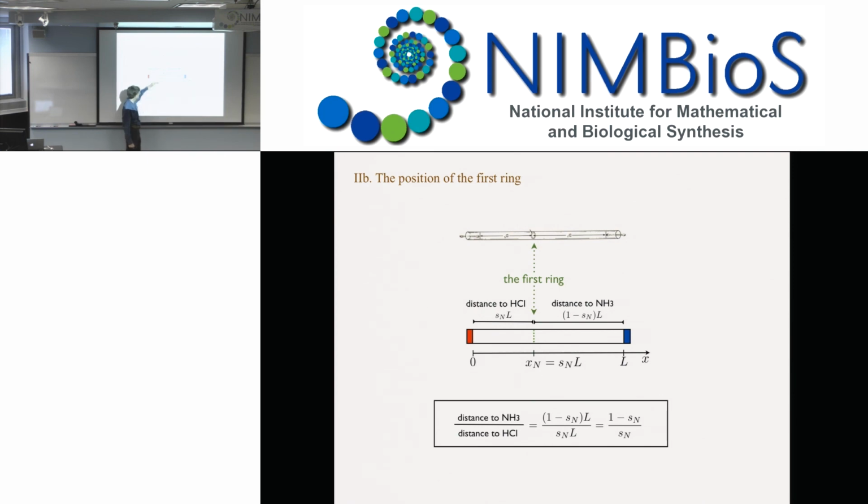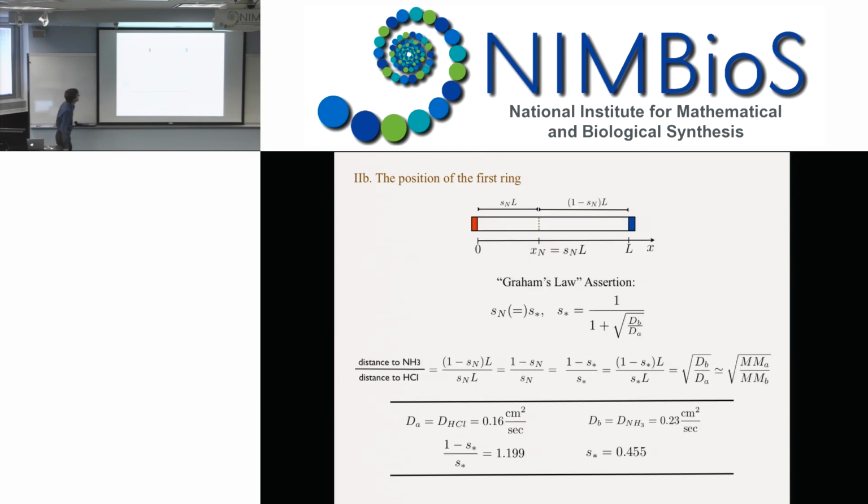The typical thing you're asked to do is to look at the distance to ammonia divided by the distance to HCl, and understand that ratio. I didn't point it out, but in the textbook this is called Graham's law experiment. This is what Chapin called it when he first proposed this experiment. He said that the distance to ammonia divided by the distance to HCl is equal to the square root of the ratio of the molar masses. That's the Graham's law statement that we got earlier.